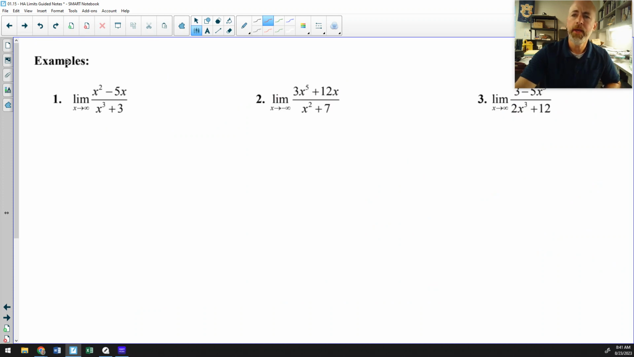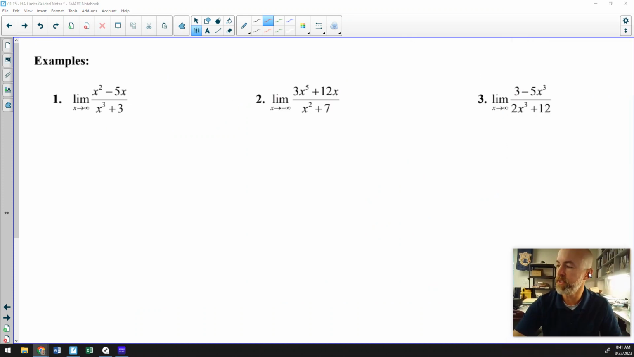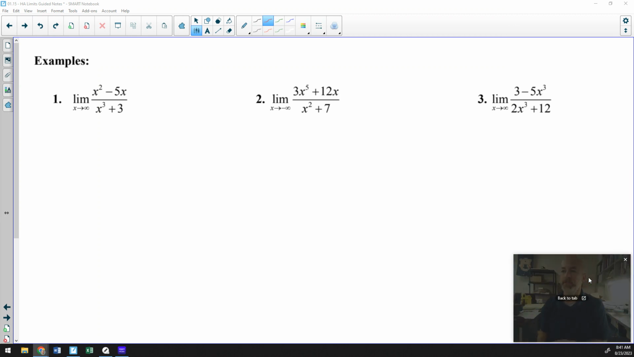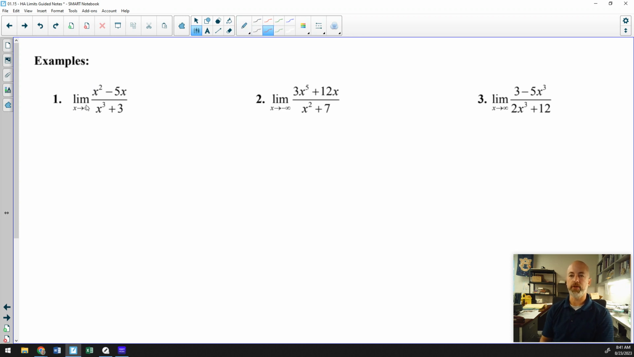So let's go on. Let's look at examples, and we're going to do these the pre-cal way. We're going to compare degrees on top and bottom and knock these out relatively quickly. So on number 1, x is going to infinity, and I probably should have stressed earlier, make sure x is going to infinity. Some students love these rules so much that they will immediately start comparing degrees on top and bottom, and they will fail to realize that x is approaching 2.